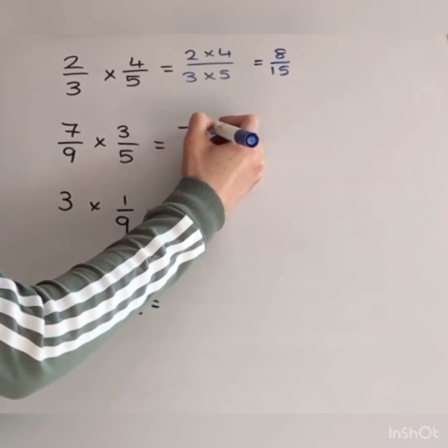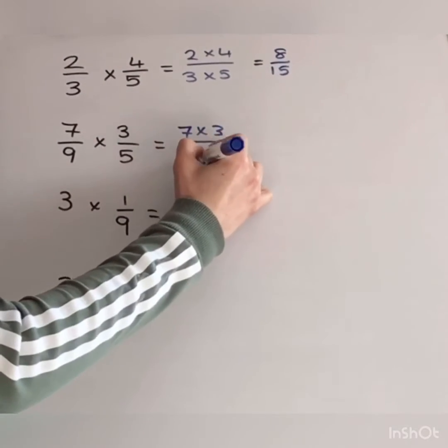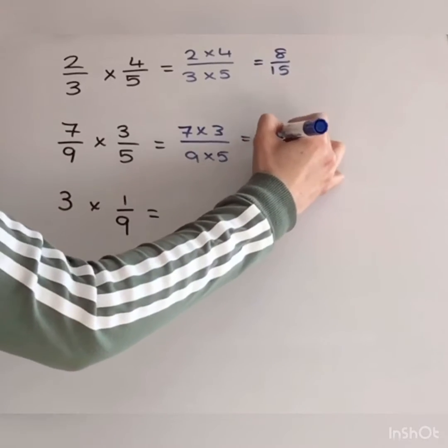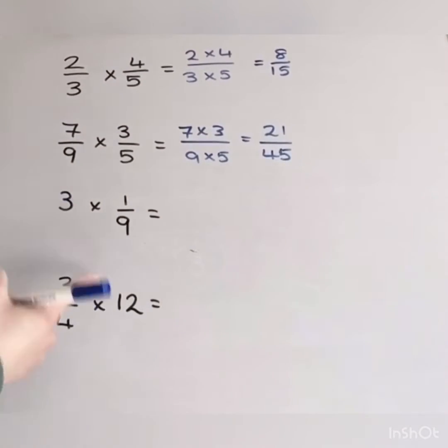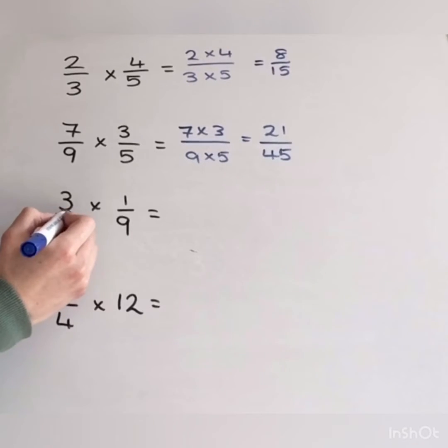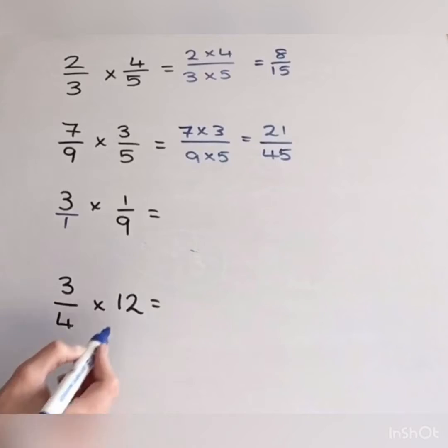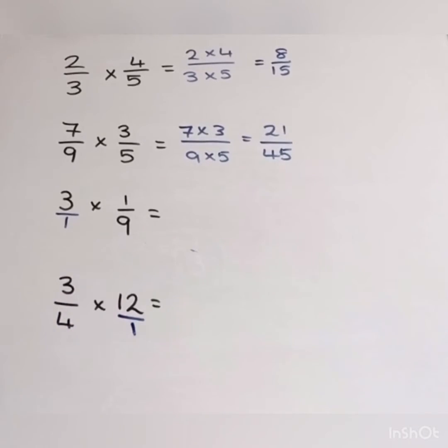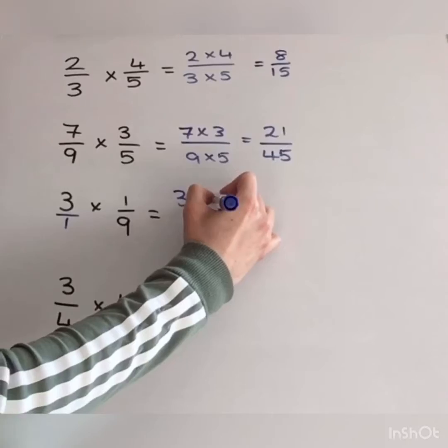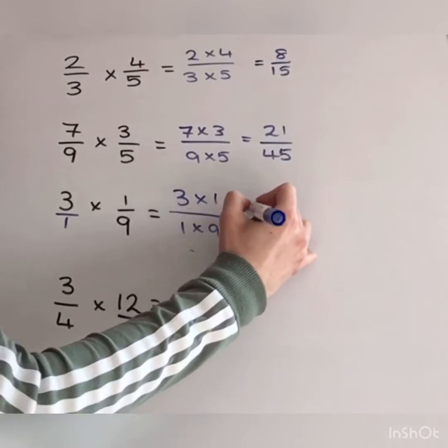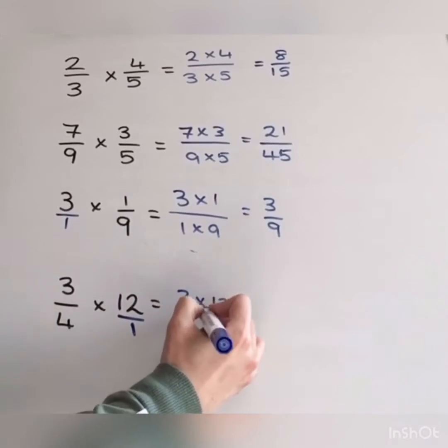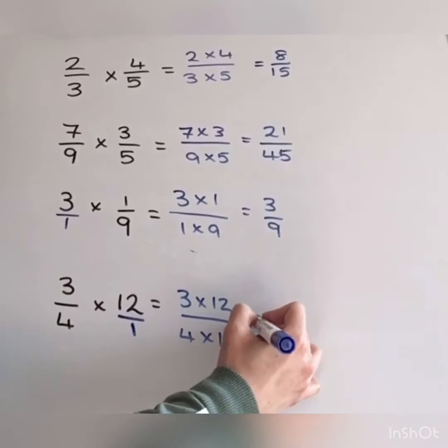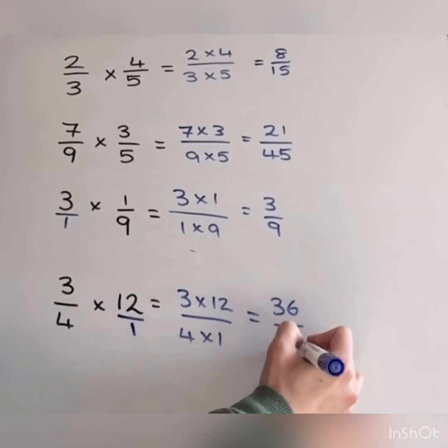So with this one, we'll do 7 times 3 and 9 times 5. So we get 21 over 45. Now we encounter a bit of a problem with the last two because we have whole numbers. But a really simple fix is that any whole number just goes over 1. So if you just pop a 1 underneath your whole number, we can then do exactly the same again. 3 times 1 and 1 times 9, which ends up as 3/9. And 3 times 12 over 4 times 1, which is 36 over 4.